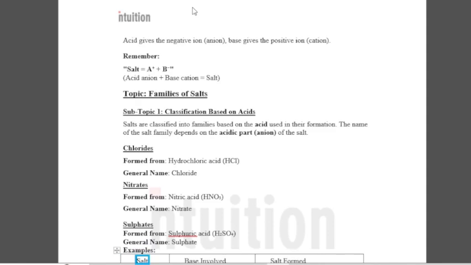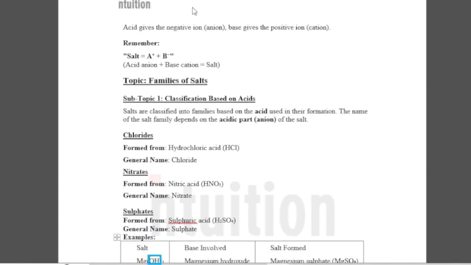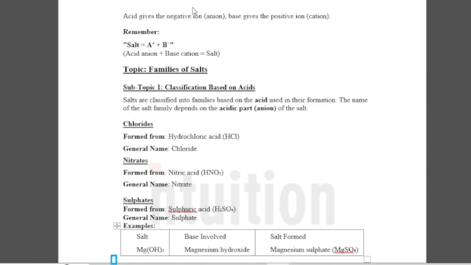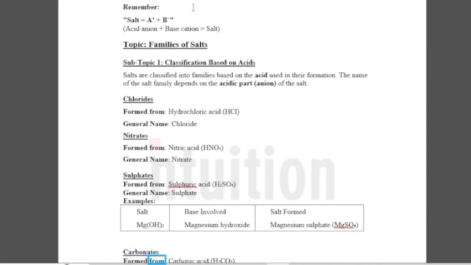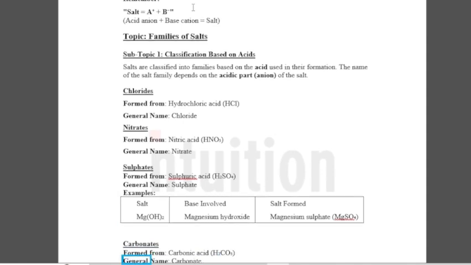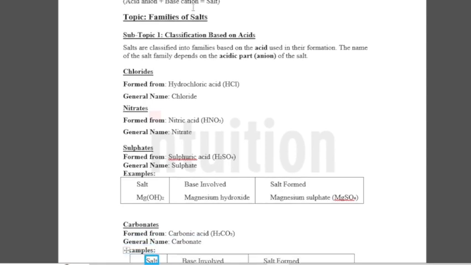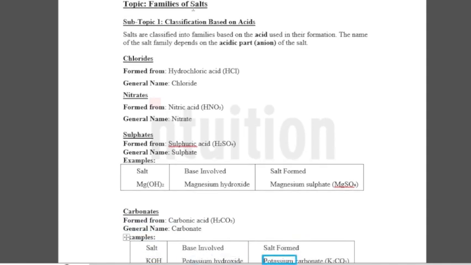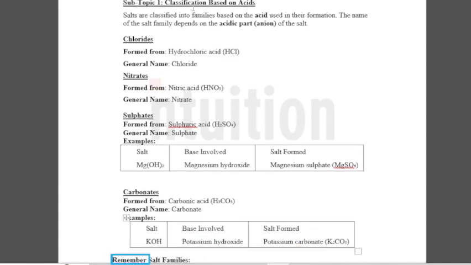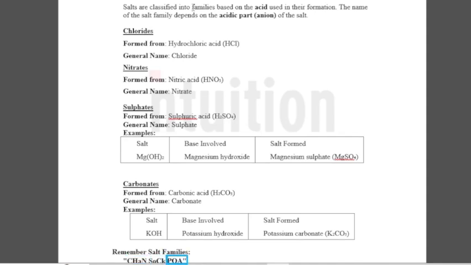Examples: the base involved is magnesium hydroxide, and the salt formed is magnesium sulfate, MgSO4. Carbonates are formed from carbonic acid, H2CO3; the general name is carbonate. Examples: the base involved is potassium hydroxide, KOH, and the salt formed is potassium carbonate, K2CO3.